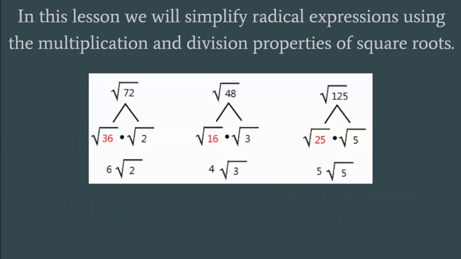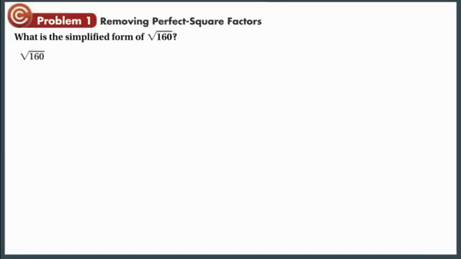In this lesson, we're going to simplify radical expressions using a similar process, and we're going to use the multiplication and division properties of square roots. So if you look at these 3 examples, the square root of 72, well, we could break it down into 36 and 2, which would simplify into 6 times root 2, or 6 root 2. Same thing with 48 and the same thing with 125. I'm going to show you this process, but if you notice these numbers in red, those are very special numbers because those are actually perfect squares. And if you can find those perfect square numbers, you're going to help yourself out in this process when you're simplifying. Okay, so let's take a look.